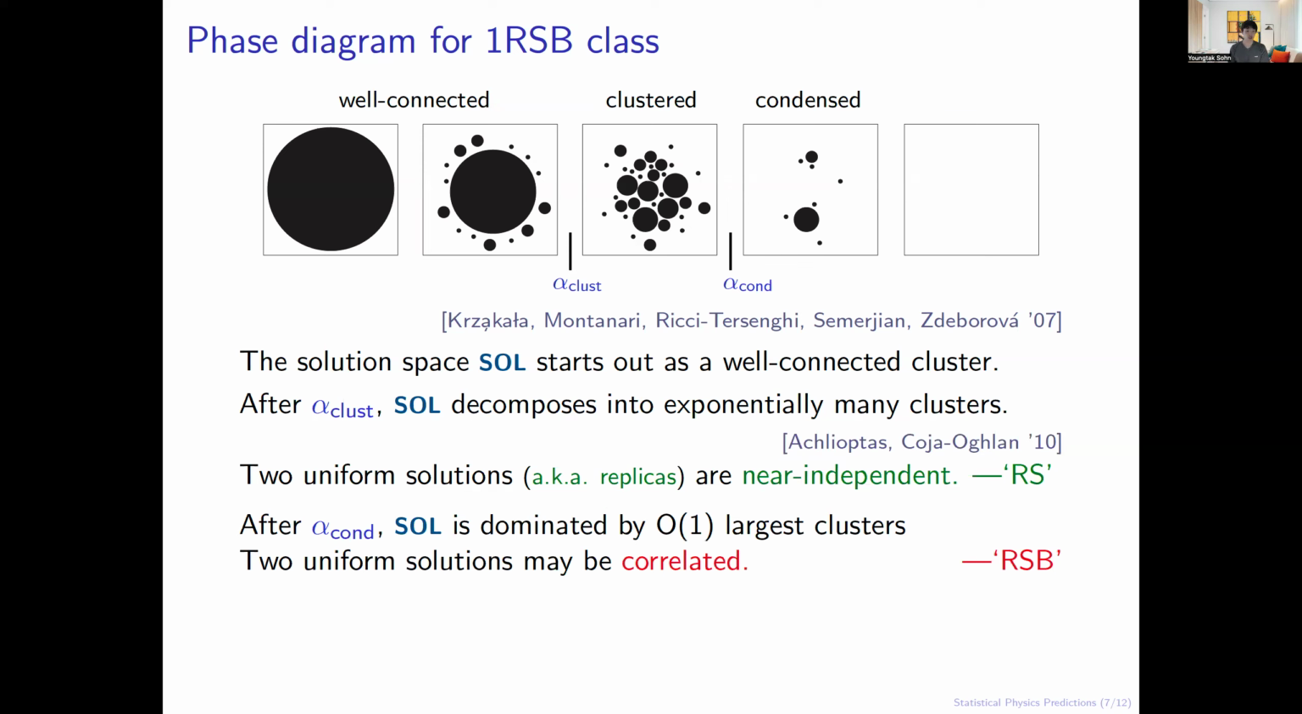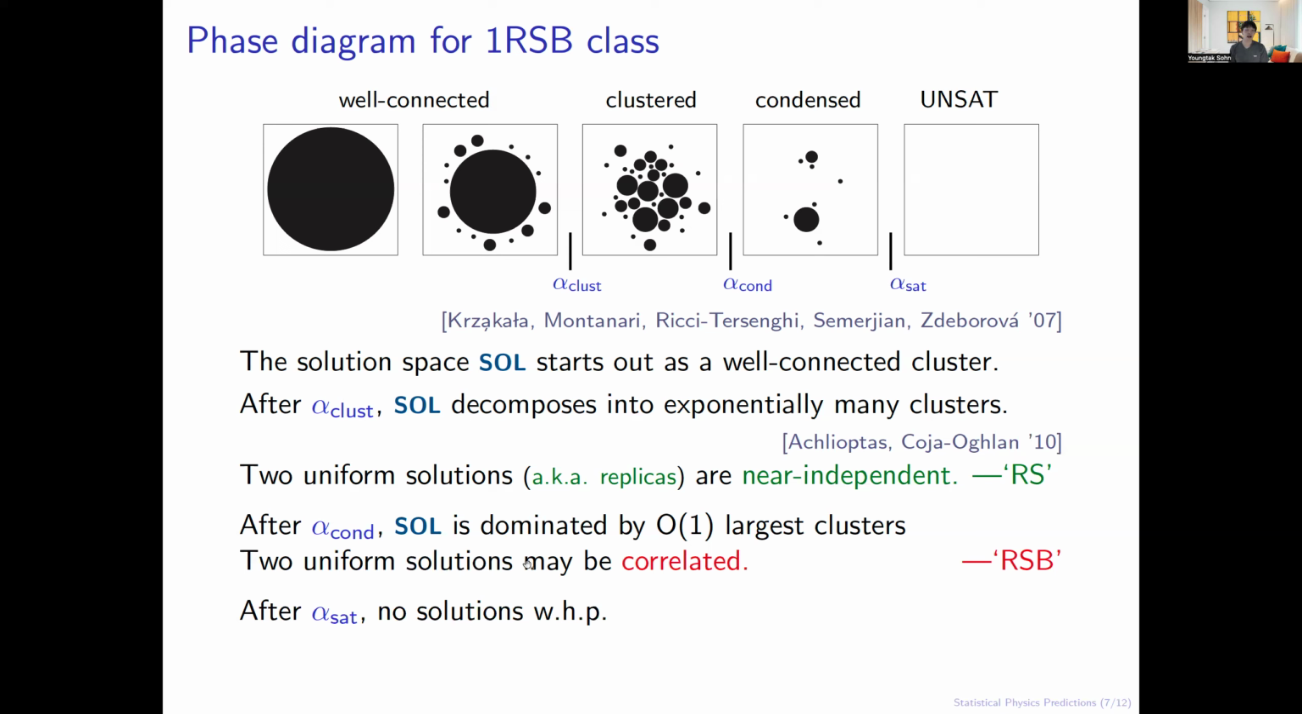There's another phase transition called alpha condensation, where suddenly the exponentially many clusters are condensed into a few large clusters. Now the solution space is dominated by a few largest clusters, or one largest cluster. And in this regime, if you sample two uniform solutions, there's a non-negligible probability of them being in the same cluster, in which case they're correlated. And this marks the onset of long-range correlations, which is very interesting from a mathematical point of view. And this regime is called the replica symmetry breaking regime.